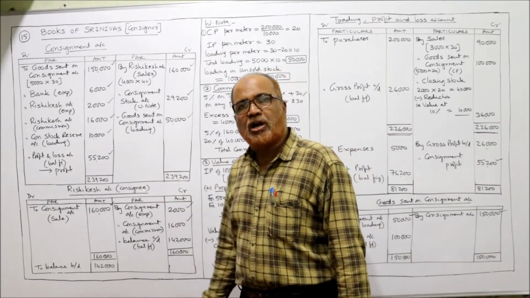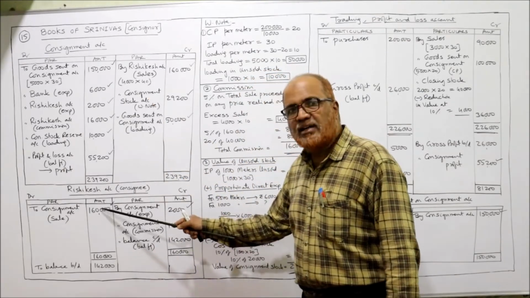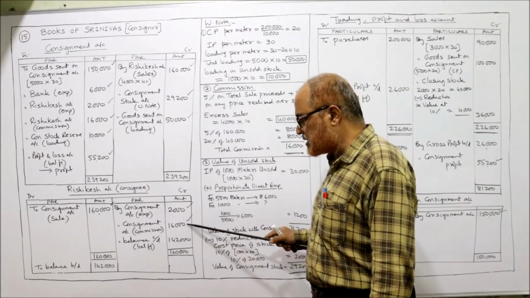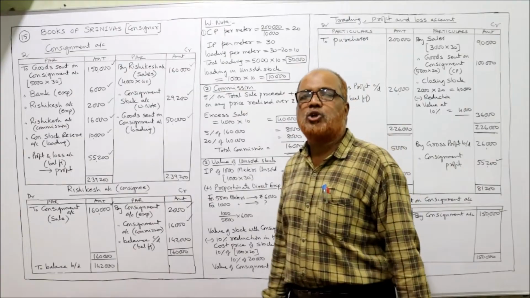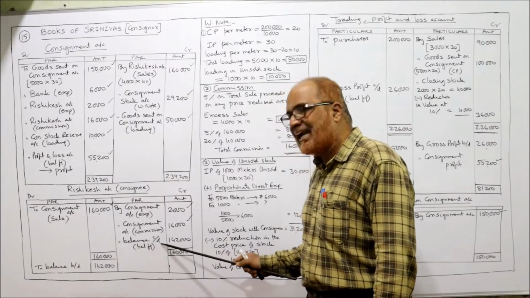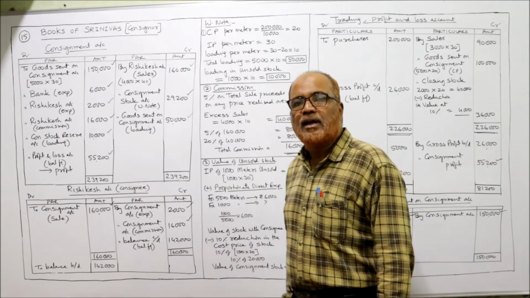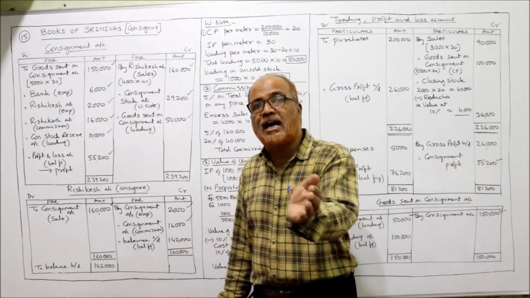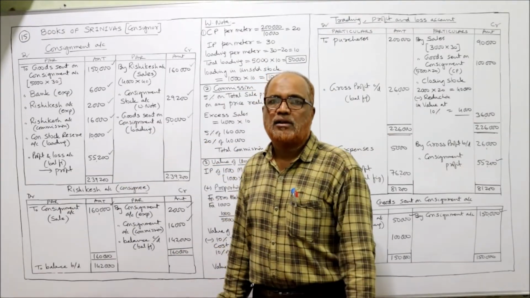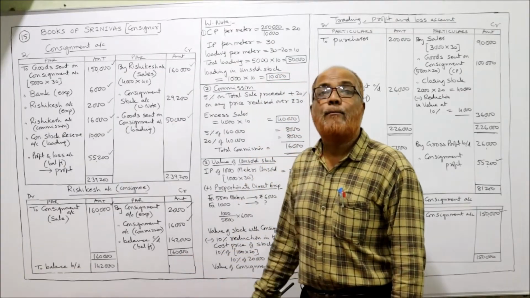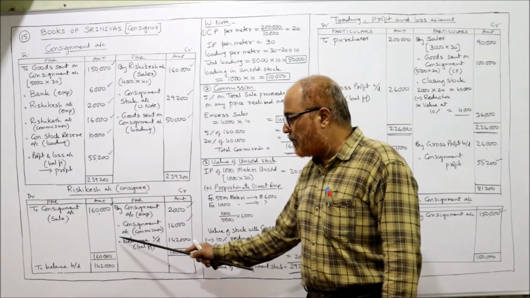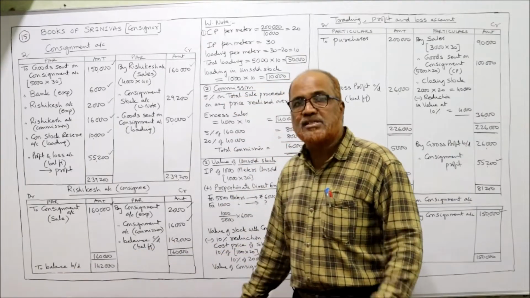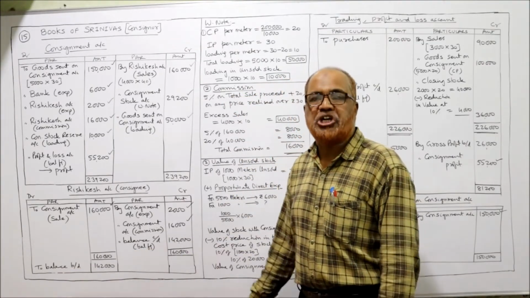Now Rishikesh account. Debit side only one item, 1,60,000. From 1,60,000 deduct 2,000 and deduct 16,000. So 1,42,000 by balance carried down. Balancing figure. Rishikesh has not sent the amount to Srinivas. So that's why his account is showing a balancing figure. By balance carried down, to balance brought down 1,42,000. This is the amount due from Rishikesh.